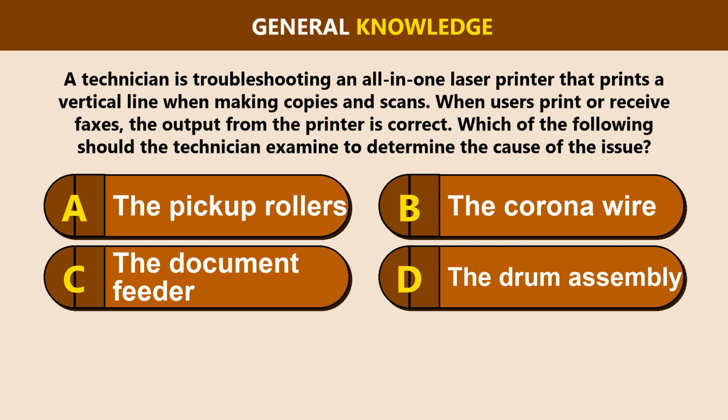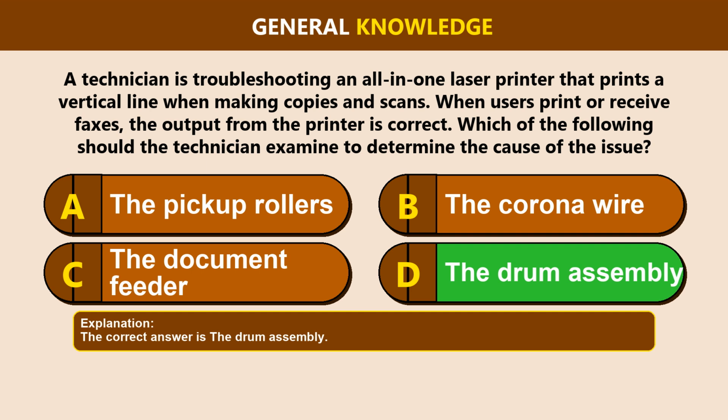When users print or receive faxes, the output from the printer is correct. Which of the following should the technician examine to determine the cause of the issue? Option A, the pickup rollers. Option B, the corona wire. Option C, the document feeder. Option D, the drum assembly. The correct answer is option D, the drum assembly.